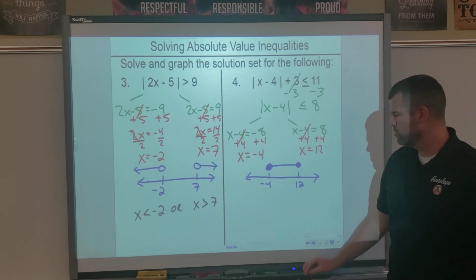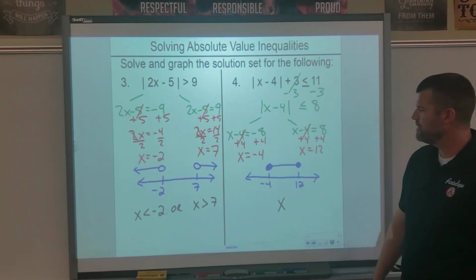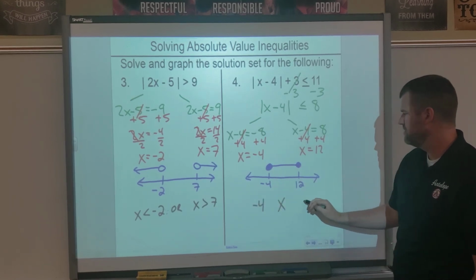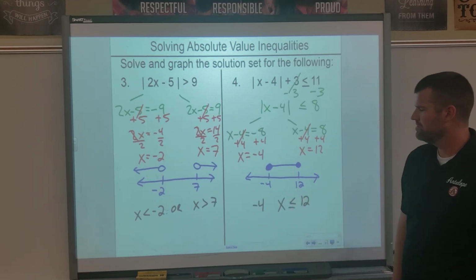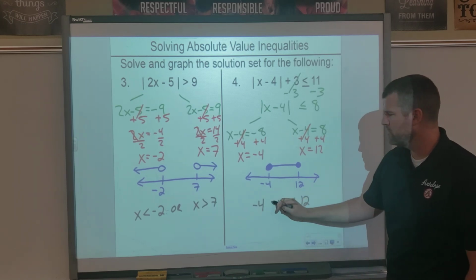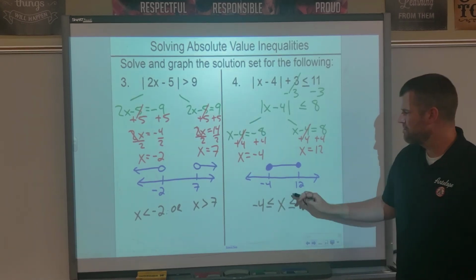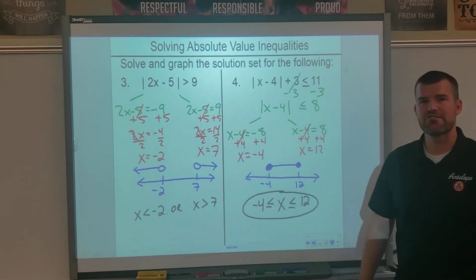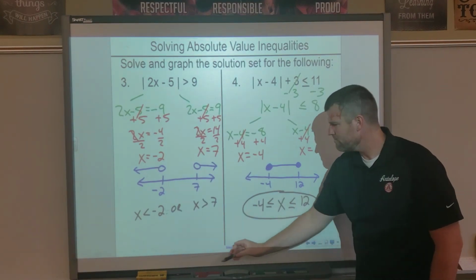And so our solutions, our x's, are going to be all of the numbers between negative 4 and 12. So we are going to be less than or equal to the 12, but we are going to be greater than or equal to the negative 4. So this would be our solution. This would be the graph of our solution. And this would be the work that we did to get there.